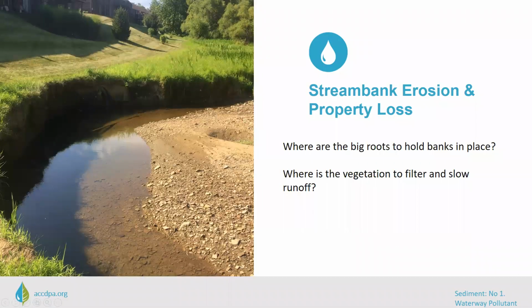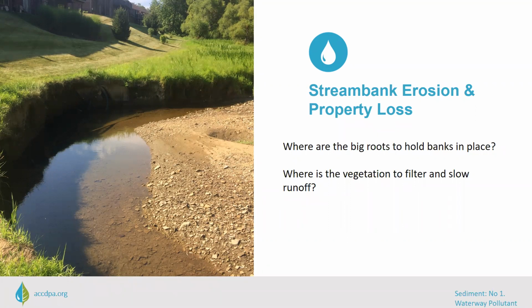Stream bank erosion is a big source of sediment. I ask that the next time you are out and about, you look at the streams as you pass by and take notice of how the land around them is being managed. You will find streams that are mowed right up to the bank, streams that are overrun with invasive species like Japanese knotweed, and streams that are right next to roads or buildings that do not leave much option for anything.